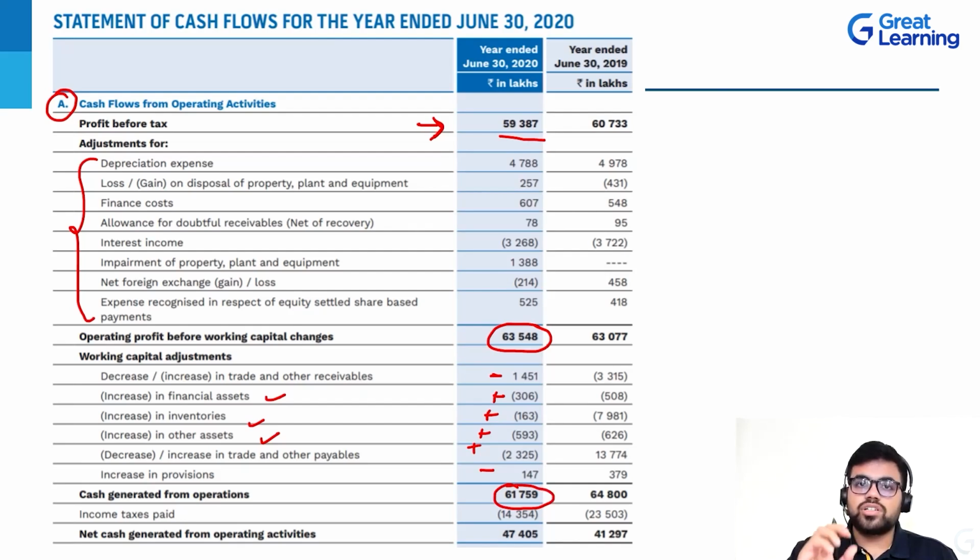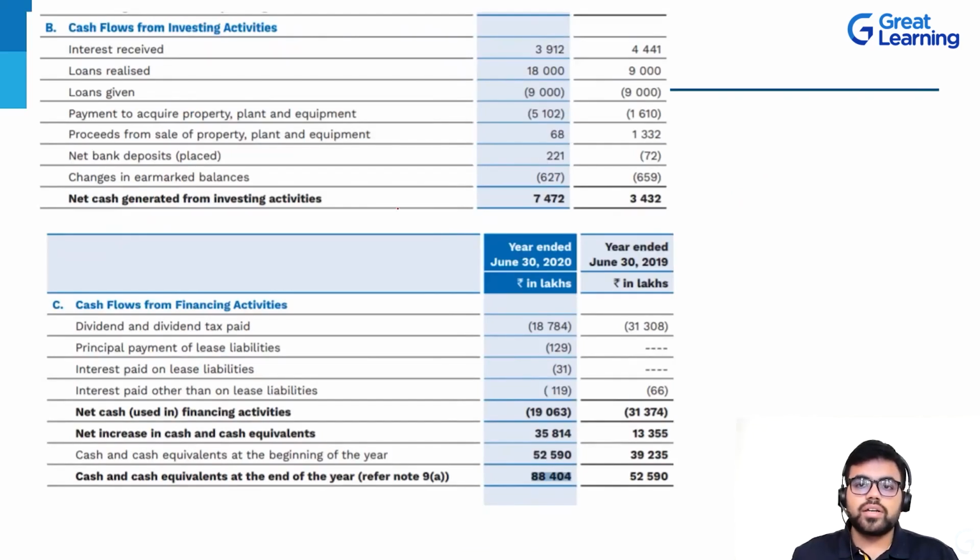Now, this is the cash that is generated from operational activities. They would incur certain taxes on it. So, after subtracting the taxes, we will get a net amount of 47,405. So, this was part A. I'll just mention that, 47,405.